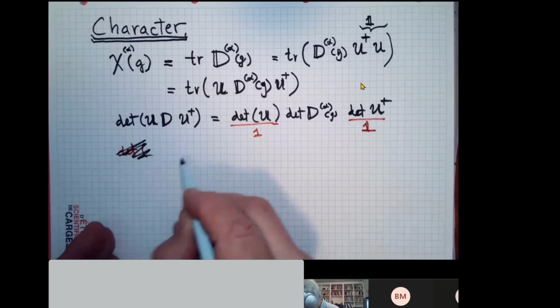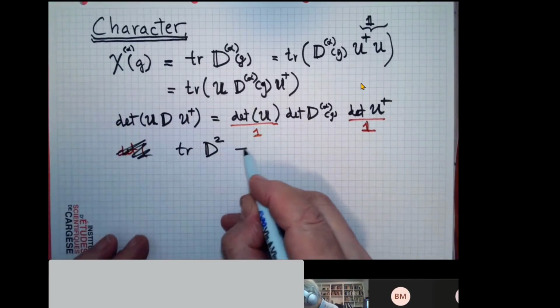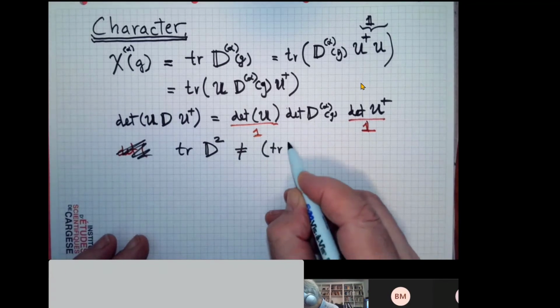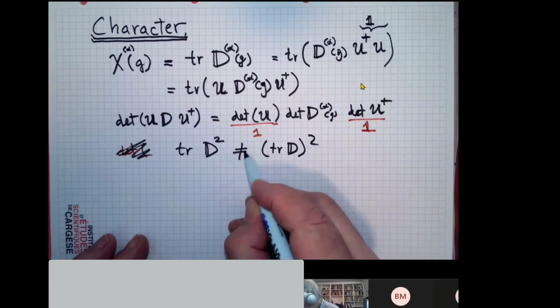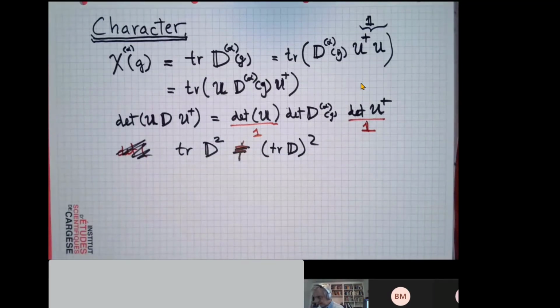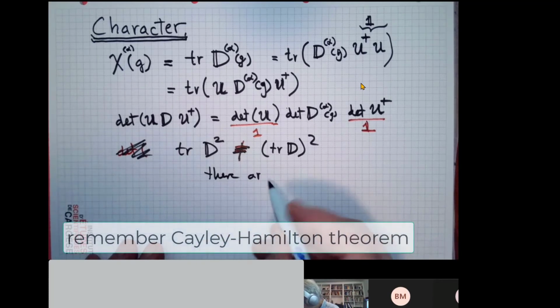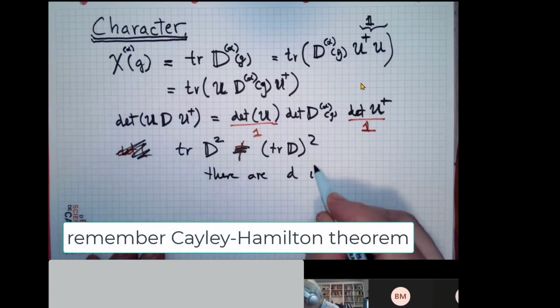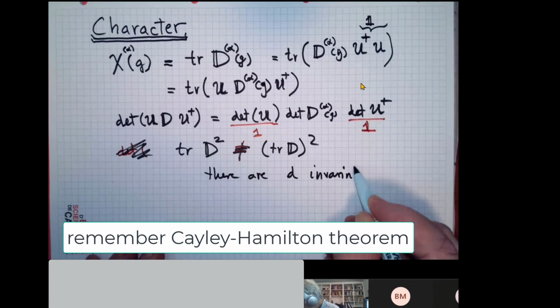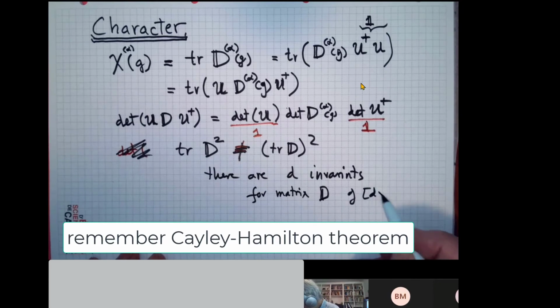You can look at the trace of the square, right? You have a matrix, you can square it. You're allowed to do that. But that turns out not to be trace of d squared. That's almost never true. Sometimes it is, but usually it's not. And when you think about it and you use the theorem which we already used with Cayley-Hamilton, there are D invariants for a matrix D of dimension D cross D.